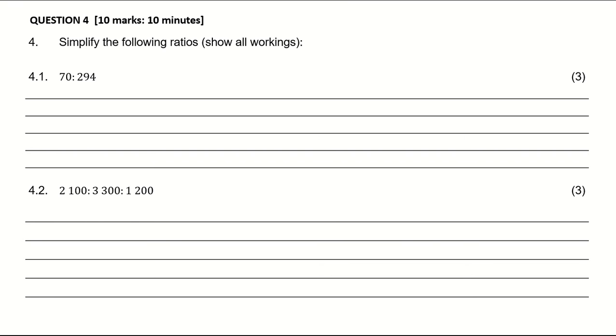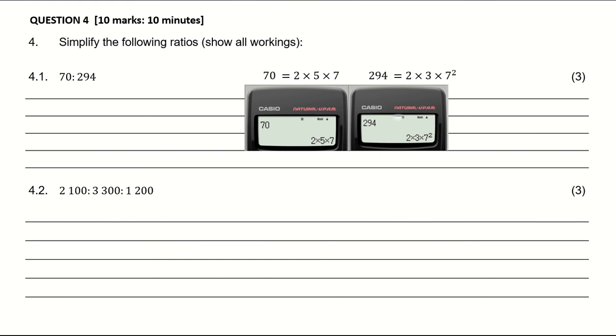We need to, in question 4, it's 10 marks, 10 minutes. We need to simplify the following ratios. We need to show all the workings. I've got 70 is to 294. Firstly, I'm going to write 70 as a product of prime factors, and this is what I will get. And then write 294 as a product of prime factors, and that's what I will get.